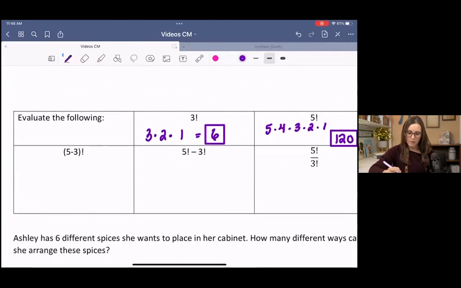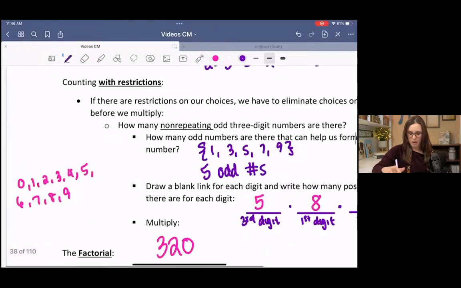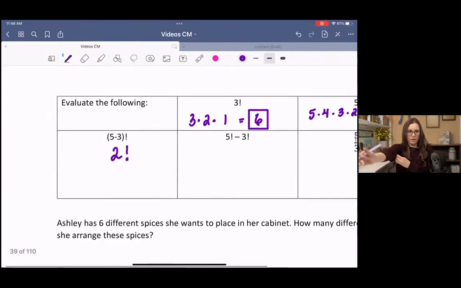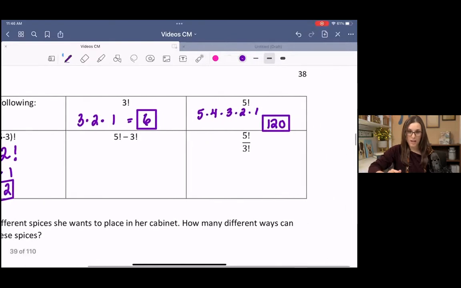So now we have several different things going on down here, and we are going to consider order of operations. Before we can deal with the factorial, we need to simplify what's inside the parentheses first. Then you just multiply. So 5 minus 3 factorial is just 2 factorial, which is 2. Now I want you to try these on your own.